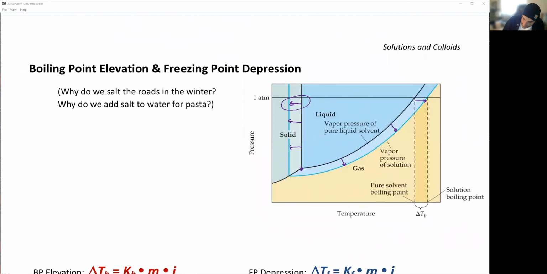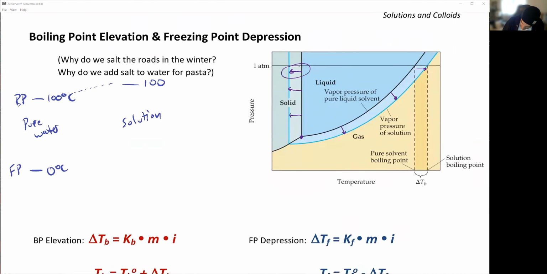And so the idea is this, if I take a look at pure water, at 100 degrees Celsius, I know it's the boiling point, and 0 degrees Celsius, I know is the freezing point. As soon as I create a solution of it or add salt, we notice that these things are going to change. We're going to increase the temperature.